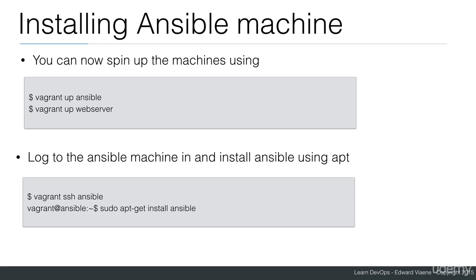Let's log into our Ansible machine and install Ansible using apt. Alternatively, you could also install Ansible using pip, a package management system for Python. In that case, you would apt-get install pip and then do pip install ansible. In the latter scenario, you will get the latest version of Ansible, but it falls outside the support of the Ubuntu LTS, or long-term support, edition. So we are going to use sudo apt-get install ansible to install Ansible.